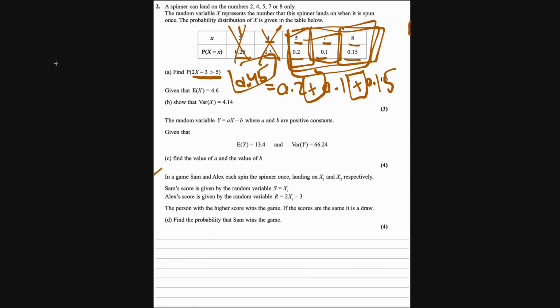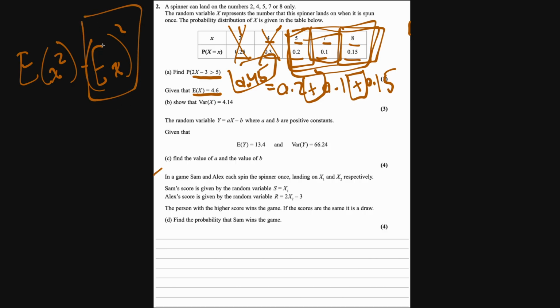And as we know, the formula for Var of x is E of x squared minus E of x all squared, right? And we already have the value of E of x, which is 4.6. So we just square that and we get rid of this part of the equation. Now we have to find E of x squared. Now what is x? x is basically 2, 4, 5, 7, and 8. So what's x squared? 4, 16, 25, 49, 64, right?